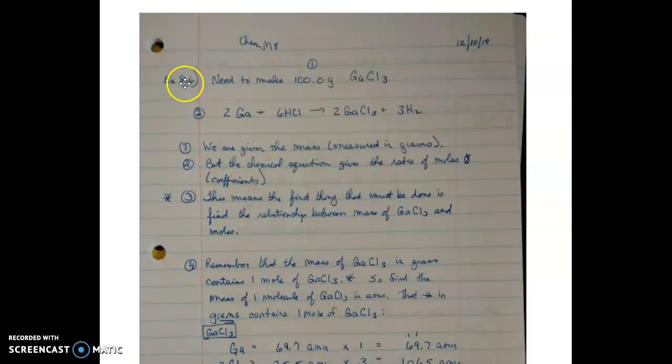If we look at example 8.6, it's actually in your book. The goal is to make 100.0 grams of GaCl3, and they give you this relationship here in step 2. We need 2 moles of Ga plus 6 moles of hydrochloric acid, or HCl, in order to make, or this arrow means yield, 2 moles of GaCl3 plus 3 moles of hydrogen. Remember, hydrogen is a homonuclear diatomic atom.